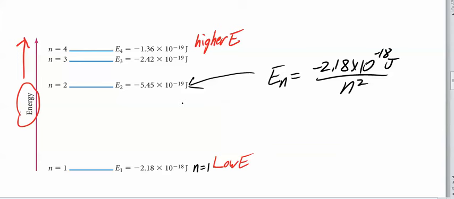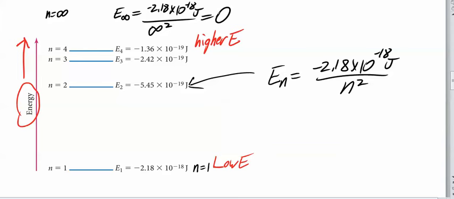If you go all the way up to n equals infinity, which continues to increase 1, 2, 3, 4, 5, 6, 7, 8, etc., E for n equals infinity is this number over infinity squared. If you divide by infinity, that ends up being equal to 0. So the energy of the electron when it's completely gone from the atom, an infinite distance away, is 0 joules.